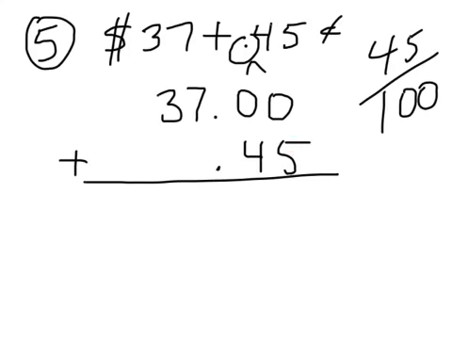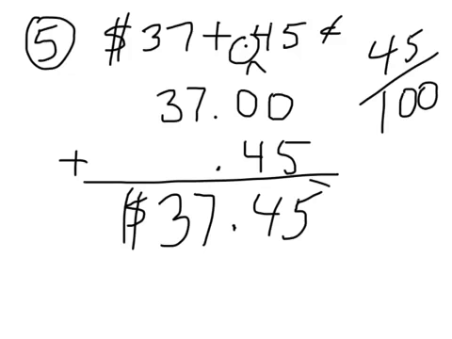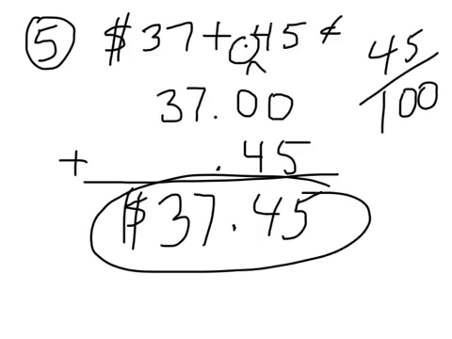Okay? So now we can add. 0 plus 5 is 5. 0 plus 4 is 4. Drop that decimal down like we're buttoning up our shirt all the way down straight. And then we drop down our 7 and 3. So we have 37 and 45/100ths. Or we have $37.45. Okay? So decimals relate to money in our everyday lives.